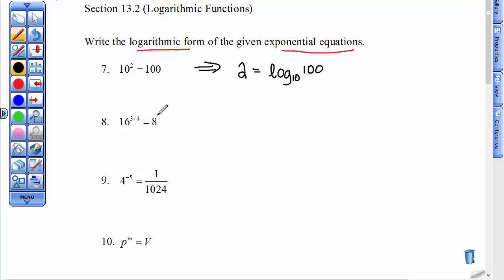Would you always look at this and write the exponent down all by itself, and then would you put the base as a little number? So the base is 16. It's supposed to be low here. So it's the log of 8, where the base is 16, is equal to 3/4, because 16 to the 3/4 power would be equal to 8.